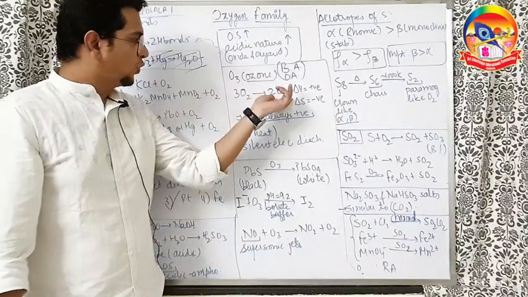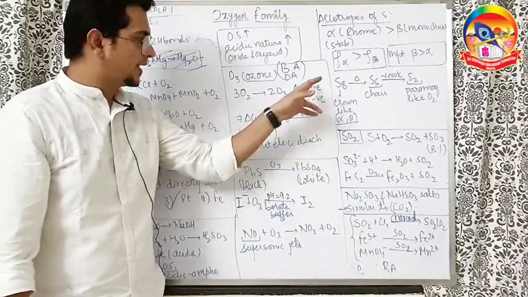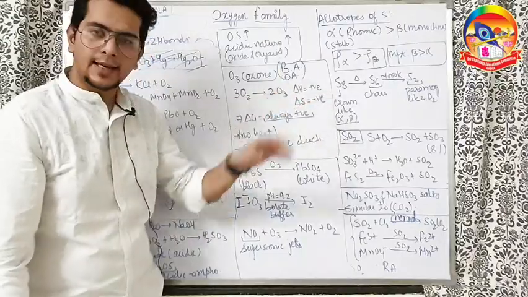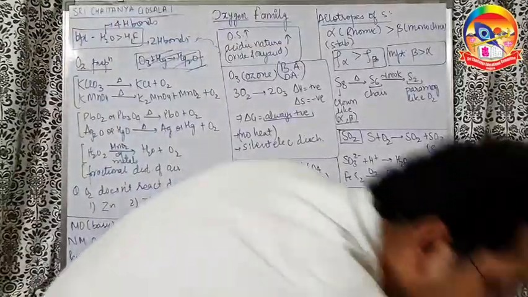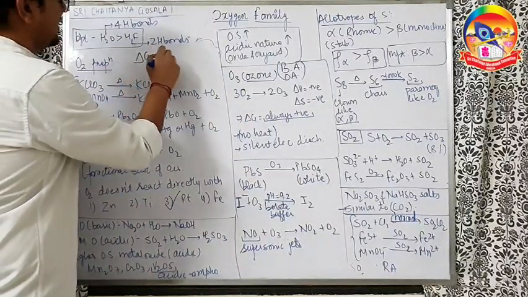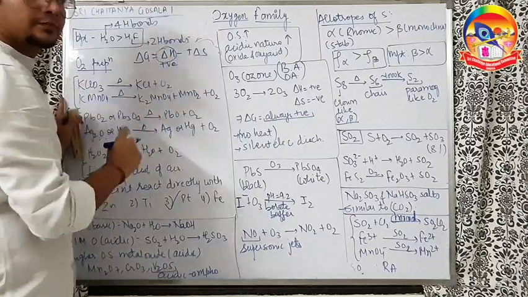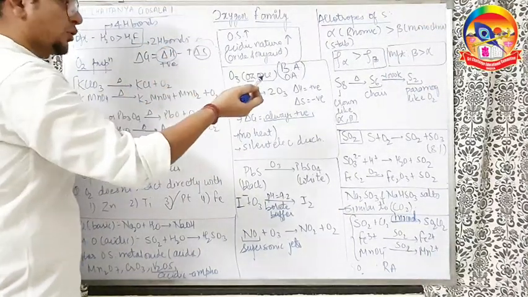O2 becomes O3. So 3O2 becomes 2O3. This reaction is endothermic. Delta H is positive and delta S is negative. Now it's a very nice scientific logic if you understand from thermodynamics. Delta G is delta H minus T delta S. Delta H is positive. Delta S is also negative.